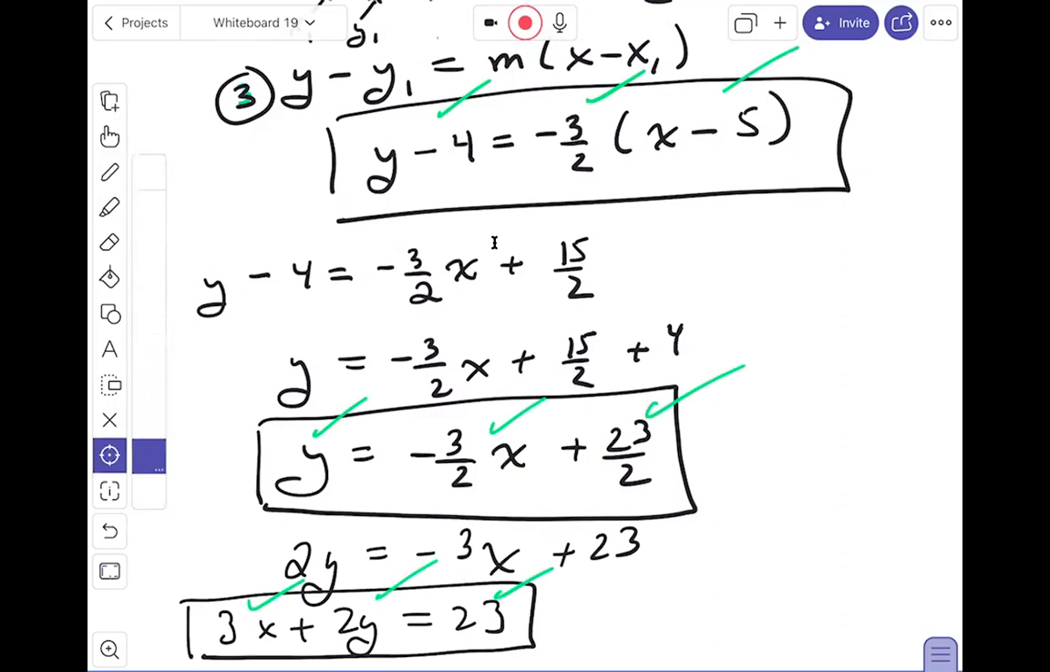I just want to go through the names again. This guy over here is called the point slope form. This guy over here is called slope intercept form. It's really the y-intercept form, by the way. And this one over here is standard form. Those things are clearly labeled in the notes for you. Let's go to number 4.